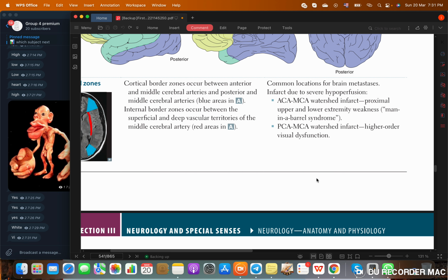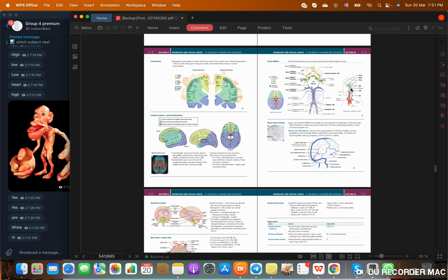Vision. Absolutely correct. It's responsible for vision. So that's why it's affected. Okay, good. So let's take a look at the next thing.